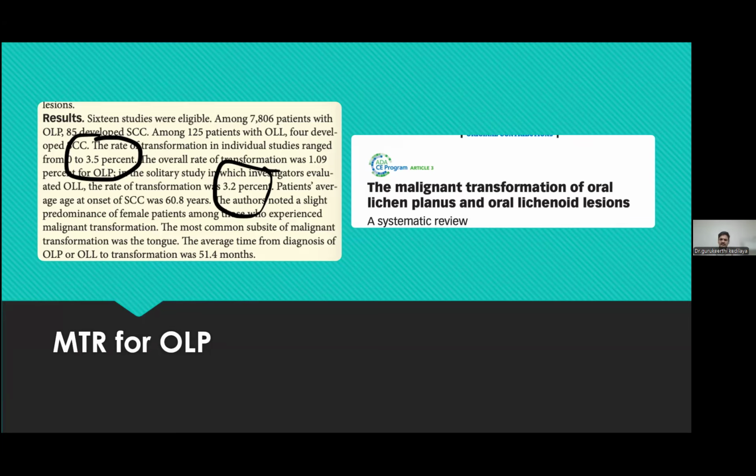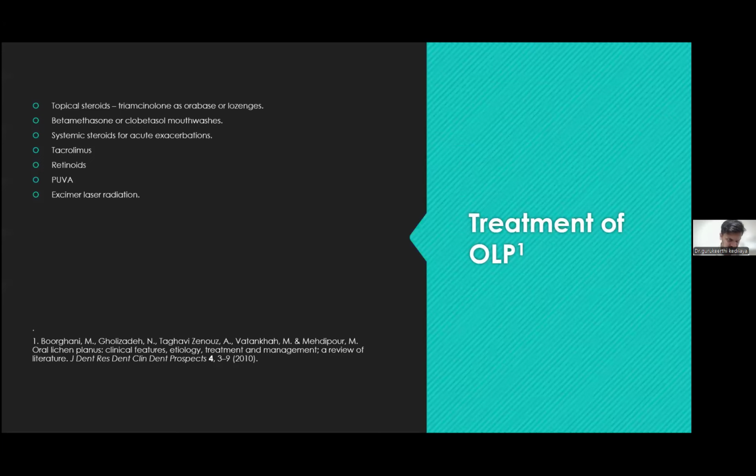So, malignant transformation of OLPs. It's again an interesting article by Fitzpatrick et al., where they found a rate of transformation of 3.5%. Treatment includes topical betamethasone, and some of the drugs like tacrolimus and retinoids can be used for treating these conditions.